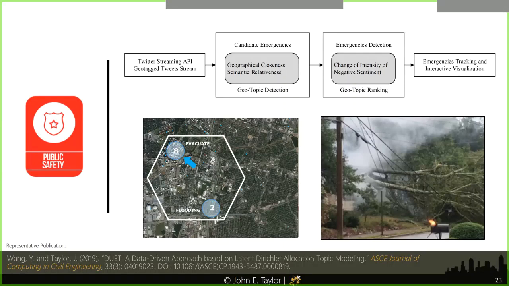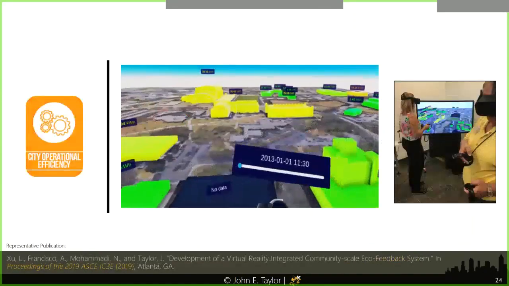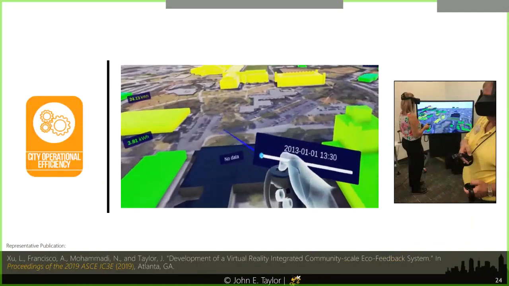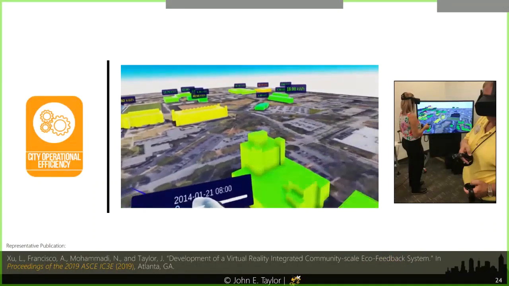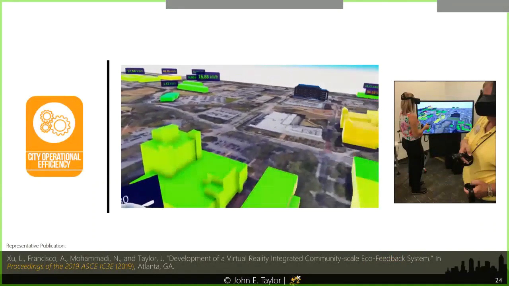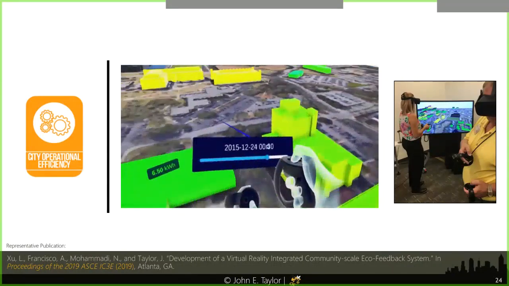And so we've developed a system to help cities to identify where the specific crises are occurring within a larger crisis. Now, moving on to city operational efficiency, certainly one aspect of operational efficiency is consumption of resources, energy and water.